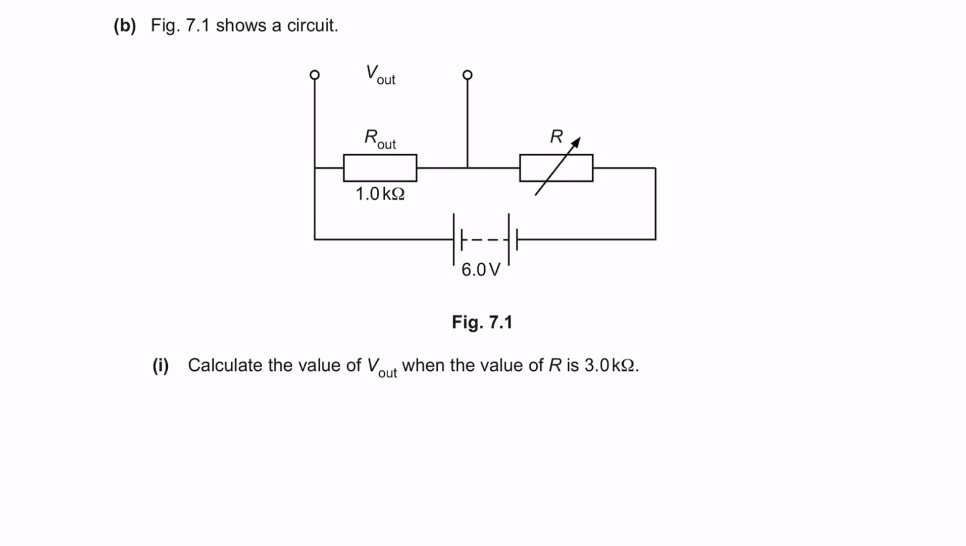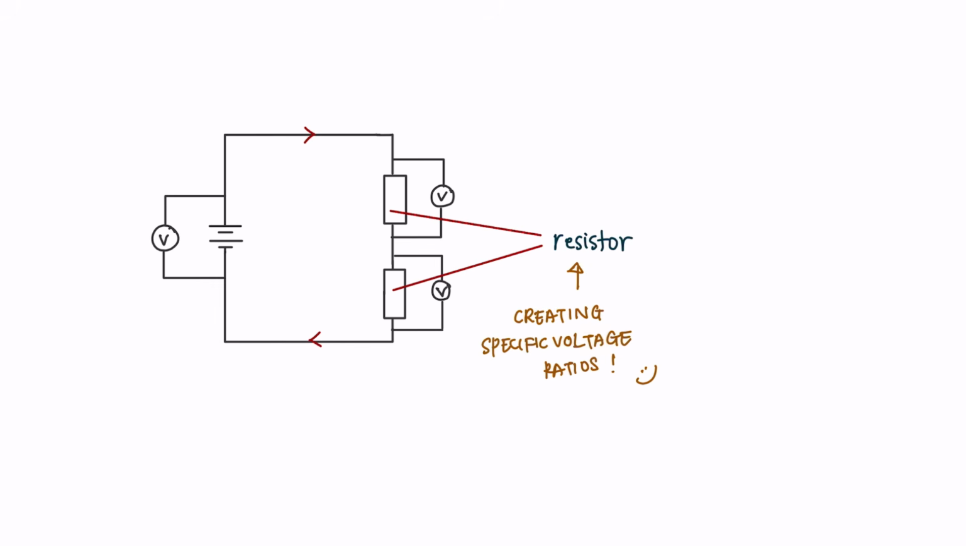Question part 1. Calculate the value of V out when the value of R is 3 kilo ohms. So you're looking to find the voltage out when R equals 3 kilo ohms. What you see here is two resistors that are being used as a potential divider. Most students find it difficult attempting questions on potential dividers. However, the concept is actually pretty simple.